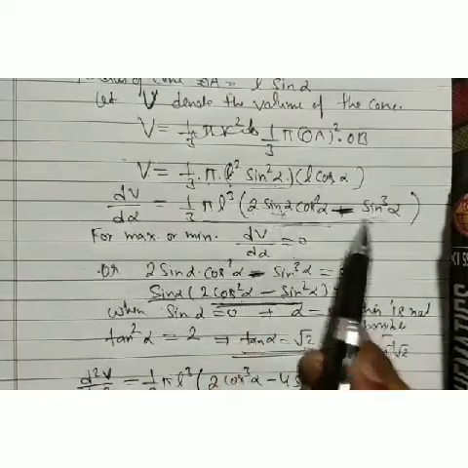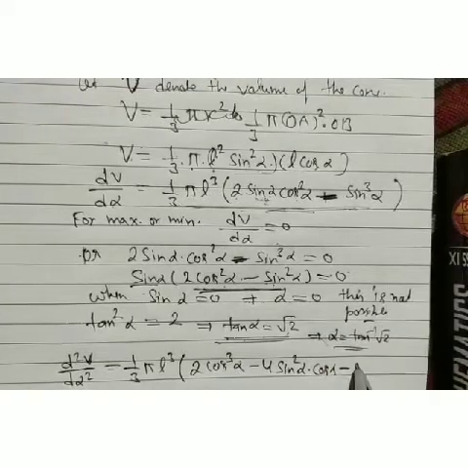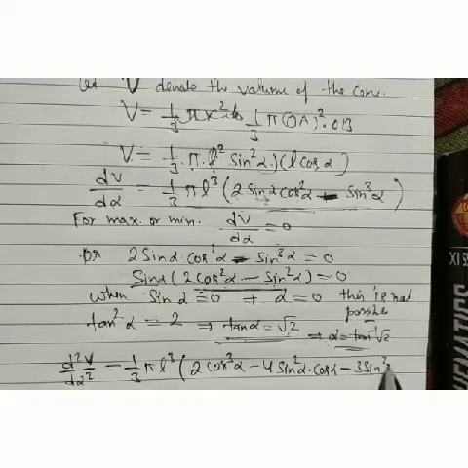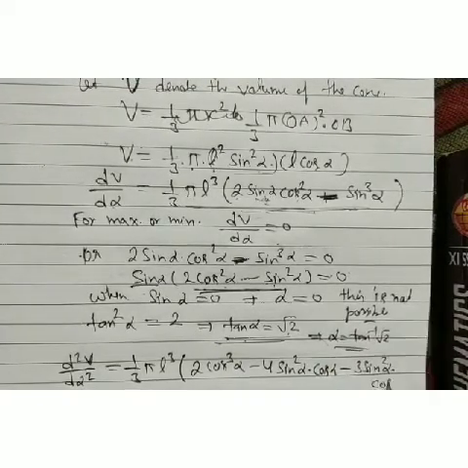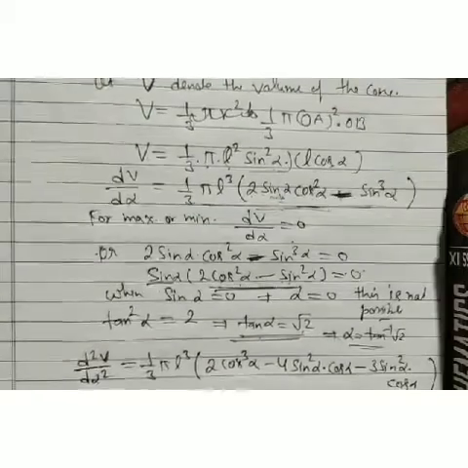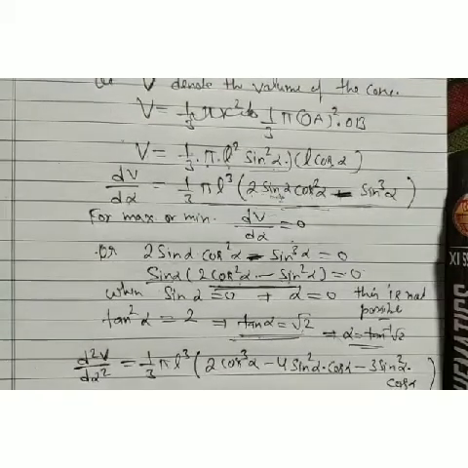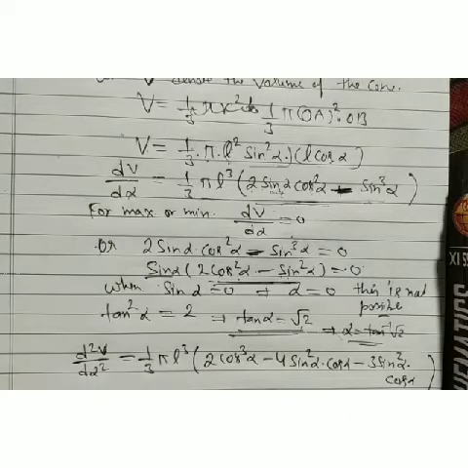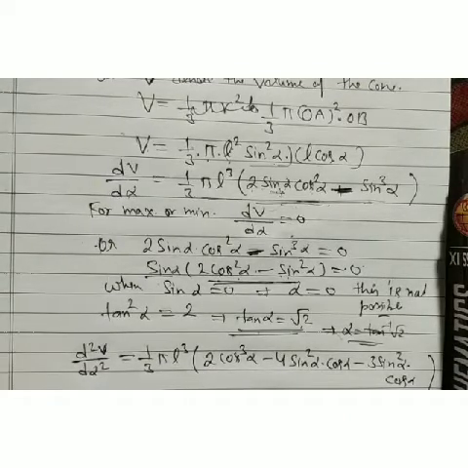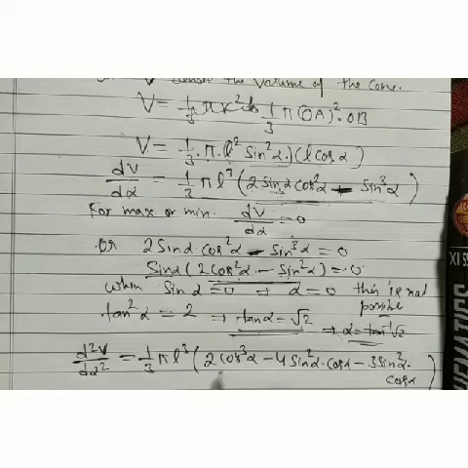Now we are going to differentiate this part. Then what do we get? We get minus 3 sin square α into cos α there. Now we get our second derivative there. This is our second derivative. What do we do? We are going to simplify it.